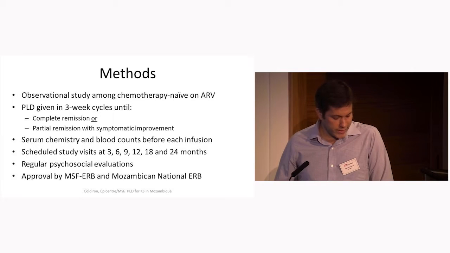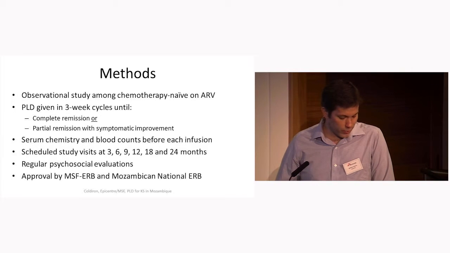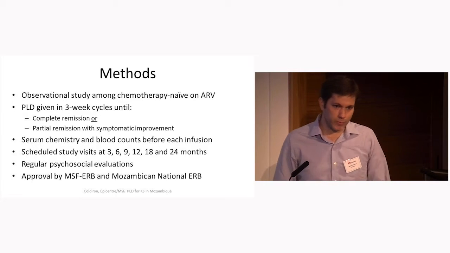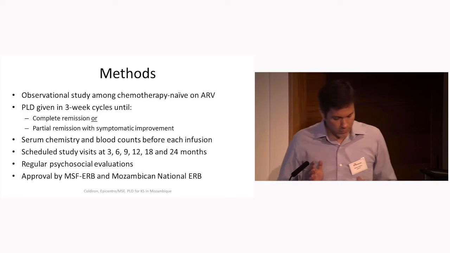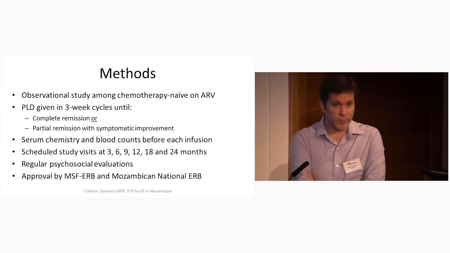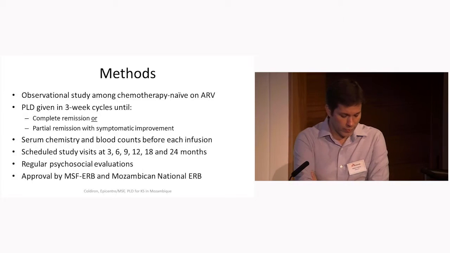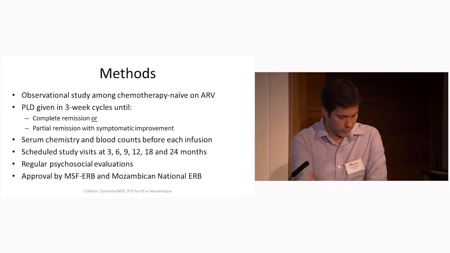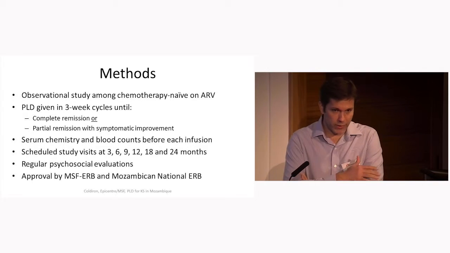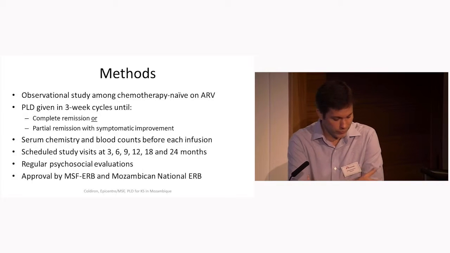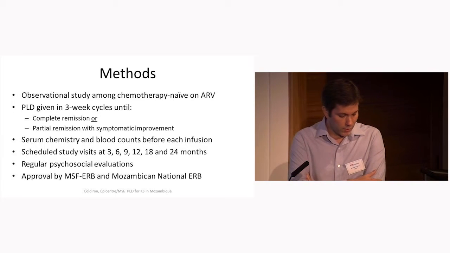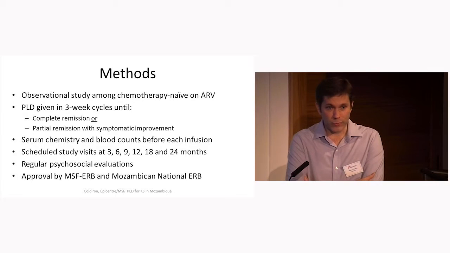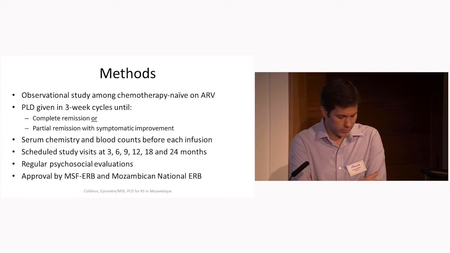Prior to infusion, same-day chemistries and blood counts are performed. If the hemoglobin is between 8 and 10 grams per deciliter, PLD is given, but we send the patient directly for transfusion afterwards. And if the hemoglobin is below 8, PLD is withheld, and we send the patient for transfusion. PLD is also withheld for an absolute neutrophil count below 1,000.